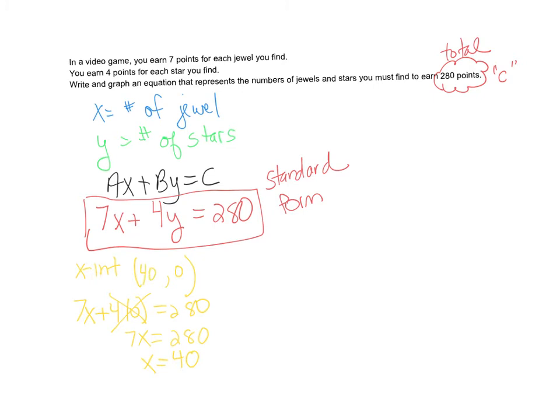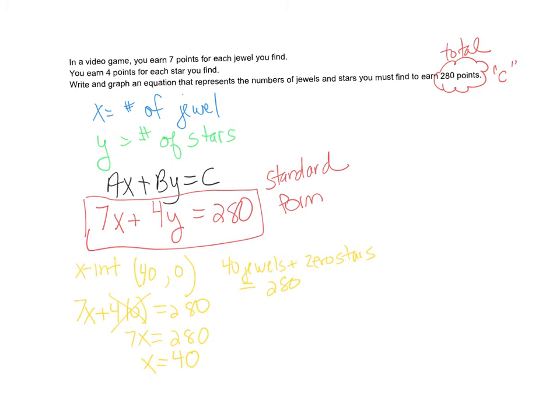So what that would tell me by looking at my X-intercept is that 40 of those joules plus 0 stars would equal the 280. That's one combination that would work.